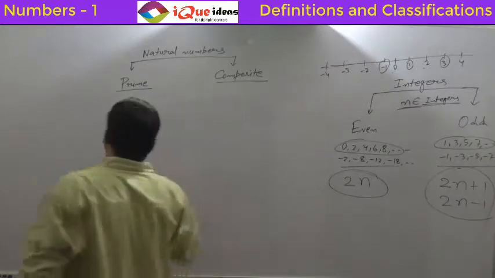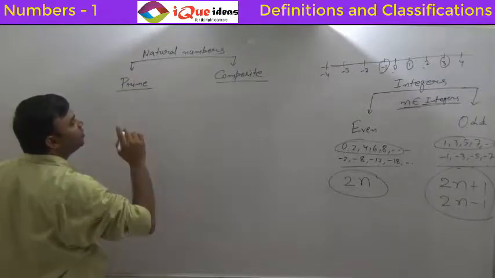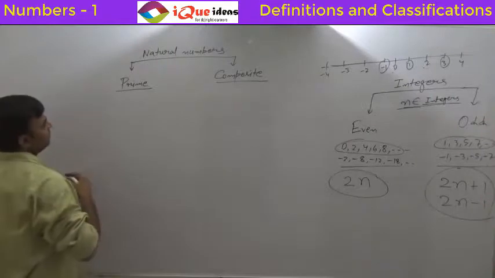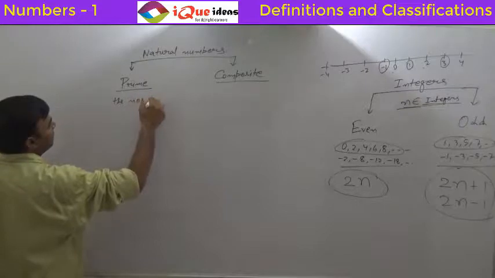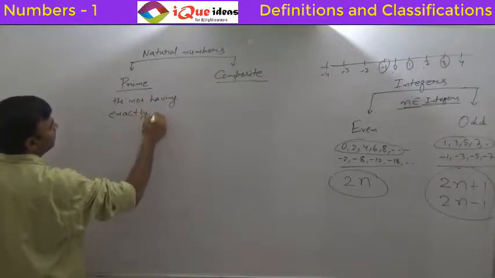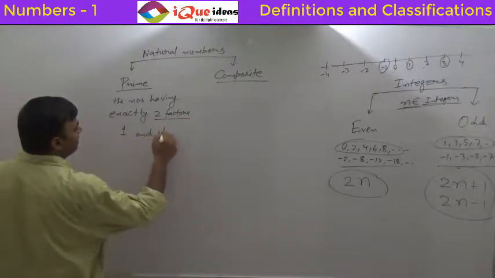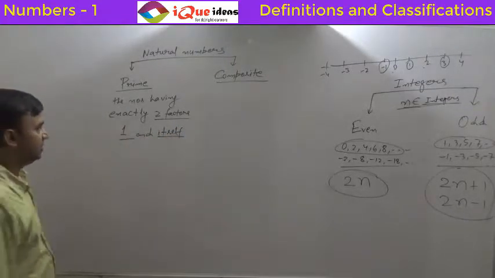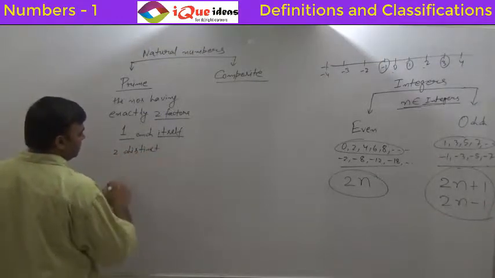Okay, so prime numbers, we have already seen, are those natural numbers which are divisible by exactly 2 numbers. Okay, what are those 2 numbers? 1 and itself. So in proper words we can say that the numbers having exactly two factors. And what are those two factors? 1 and itself. Be very clear that it has to have two distinct factors. That's a very important condition.